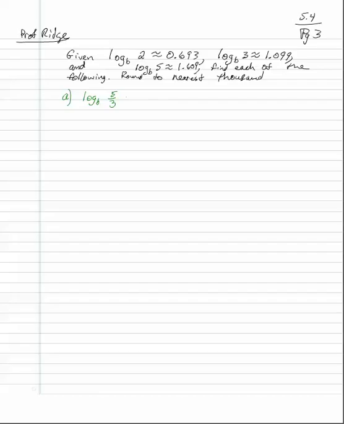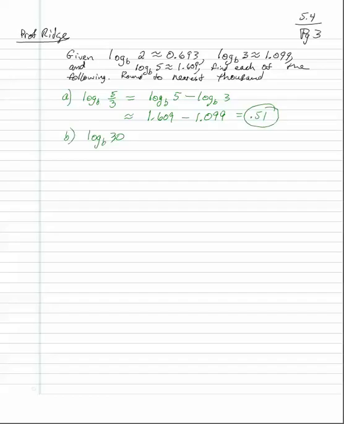But since we have these properties, you know the log base b of 5/3 is log base b of 5 minus log base b of 3. And now, since we're given those approximations, log base b of 5 is 1.609, and log base b of 3 is 1.099. And then you can punch that in your calculator or do it by hand, however, and you get 1.609 minus 1.099, which is 0.510.